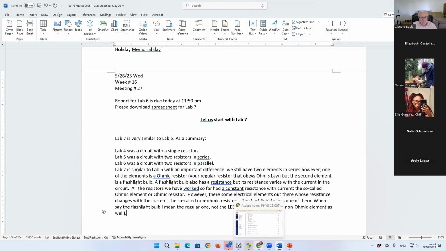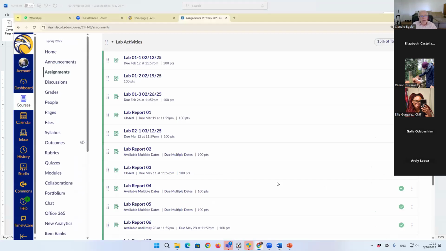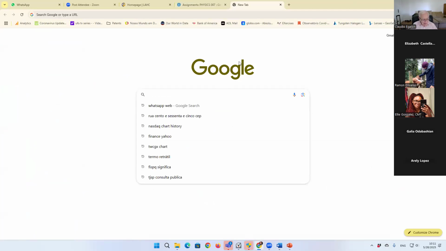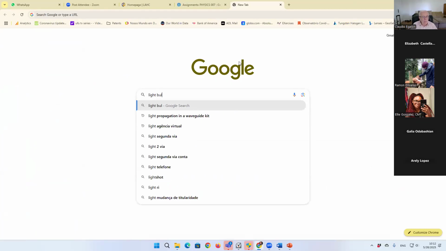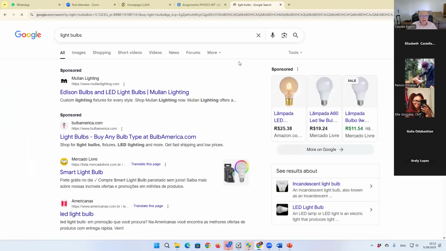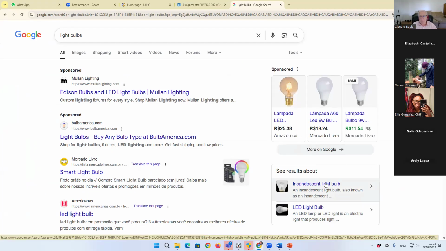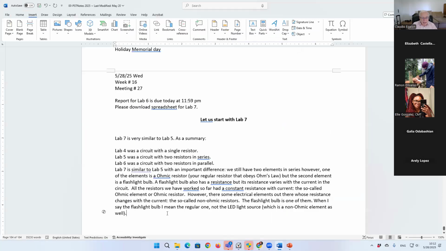There's a name for this type of light bulbs. I always forget it. Let me see if I can get it. See, that's the type of light bulb I'm talking about. There is a filament here, and then incandescent light bulb. Okay, incandescent light bulb. The flashlight bulb is an incandescent light bulb.